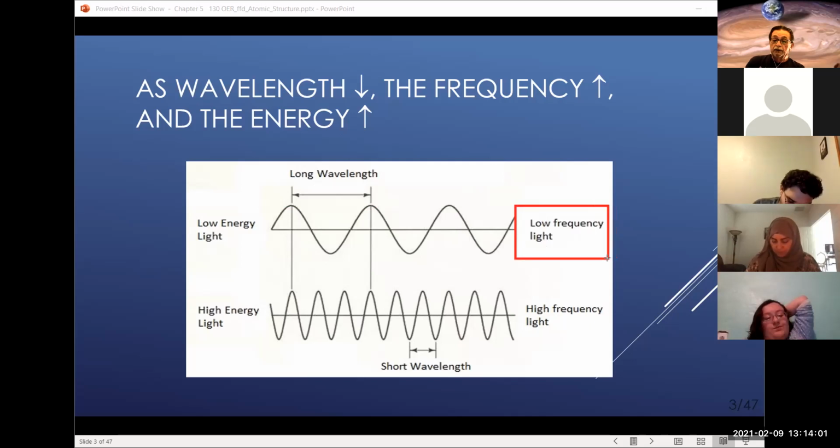So long wavelength, low frequency. Okay. Compared to the bottom example, where you have a short wavelength and it has a high frequency.